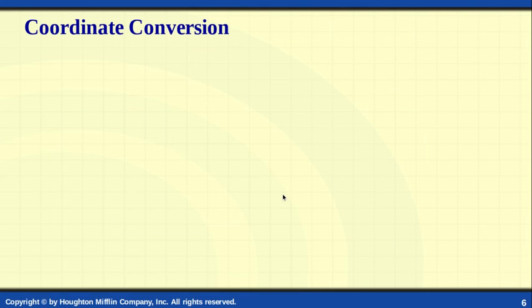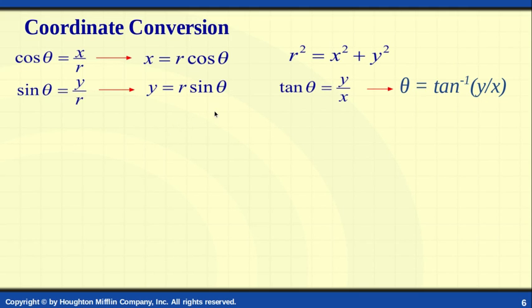All right, so our coordinate conversion. These 4 conversions come from that last slide that we just looked at. When you have cosine of theta equals x over r, to get x by itself, we would just multiply r over, and we would get x equals r times cosine theta. And over here, to get y by itself, we would multiply by r, and we'd get y equals r sine theta. So this is the conversion we use when we're given r and theta, and we want to find x and y. So basically, this would be our polar to rectangular conversion.